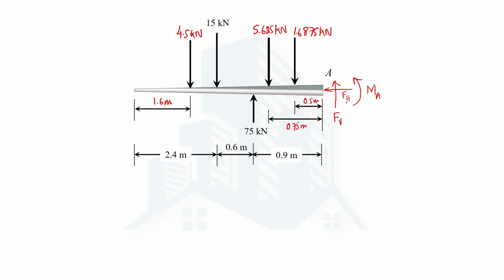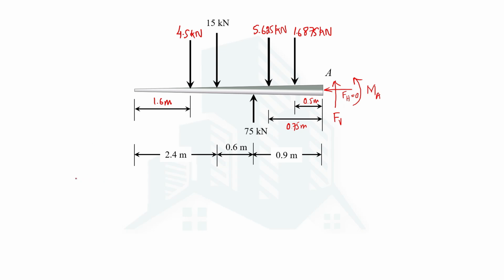Now if you look at the loading condition of the wing, we can see that there is no horizontal force acting on this wing. Therefore this horizontal force would be equal to 0, but since different vertical forces are acting on it, therefore we need to determine this FV. So I consider the direction of FV as upward, and let's apply the conditions of equilibrium.